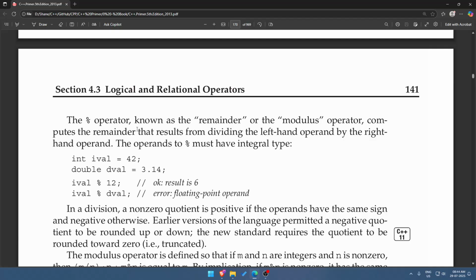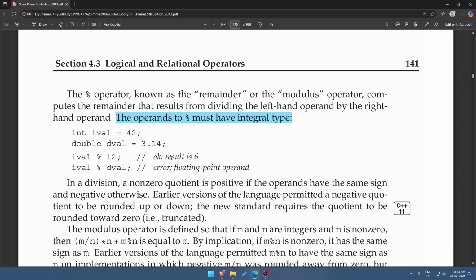The mod operator, known as the remainder or the modulus operator, computes the remainder that results from dividing the left hand operand by the right hand operand. The operands to mod must have integral types. So we cannot find the modulus on floating types.